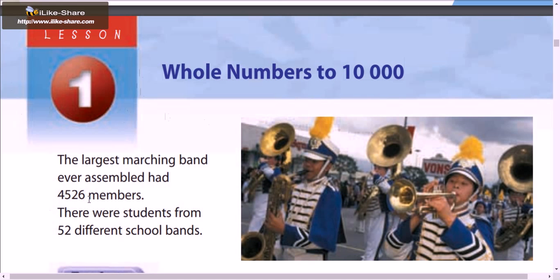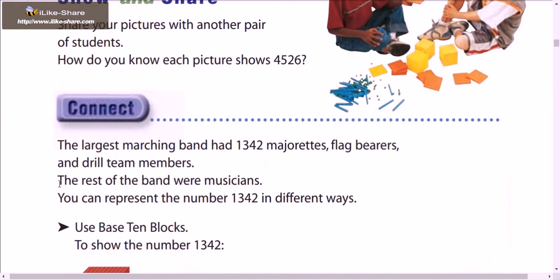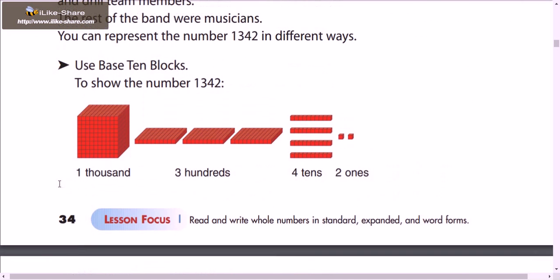Now when we're trying to communicate whole numbers to our friends, family, teacher, and whoever we're talking to, we can generally do this in about 6 different ways. The first way is to use base 10 blocks. Now base 10 blocks are these blocks here.